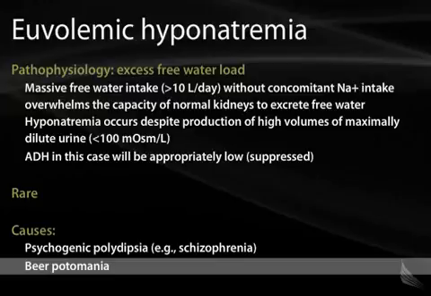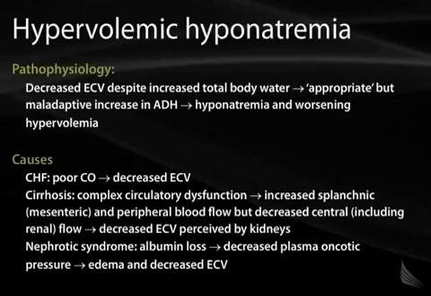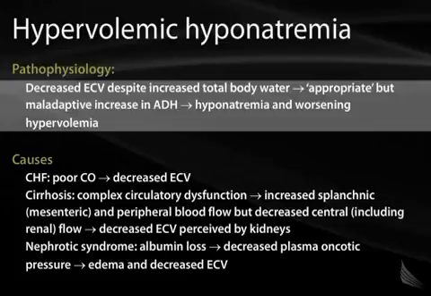Again, the important take-home point for the Step 1 exam is differentiating euvolemic hyponatremia from increased free water intake from SIADH. The urine osmolality is the key. In increased free water intake, the urine osmolality is appropriately low, and in SIADH it is inappropriately elevated. Finally, we go to hypervolemic hyponatremia. The hypervolemic category is misleading because effective circulating volume is decreased despite increased total body water.